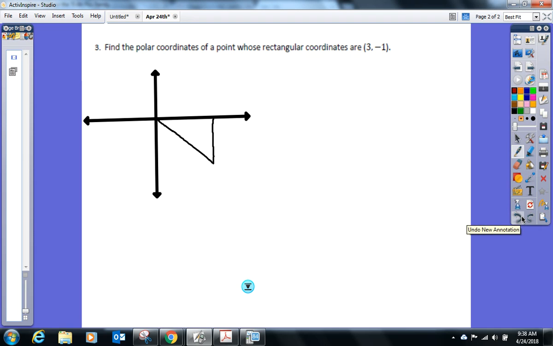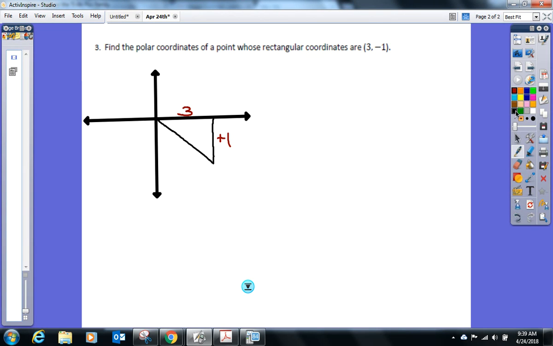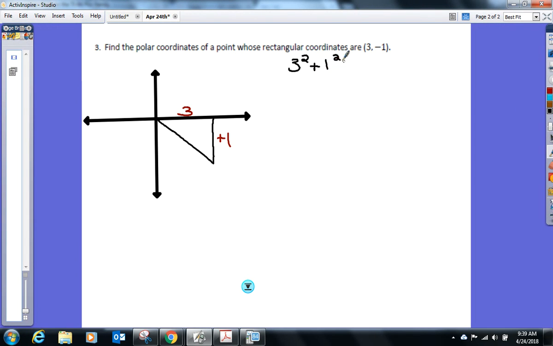All right, 3. 3 is what coordinate? X coordinate, right? So it goes on the x-axis with my triangle. 3. -1 is my y, but I leave the negatives out because I'm doing side length. So +1. Looks pretty good. All right, what's your r value? Let's find that first. Pythagorean theorem. 3 squared plus 1 squared equals that r value squared.